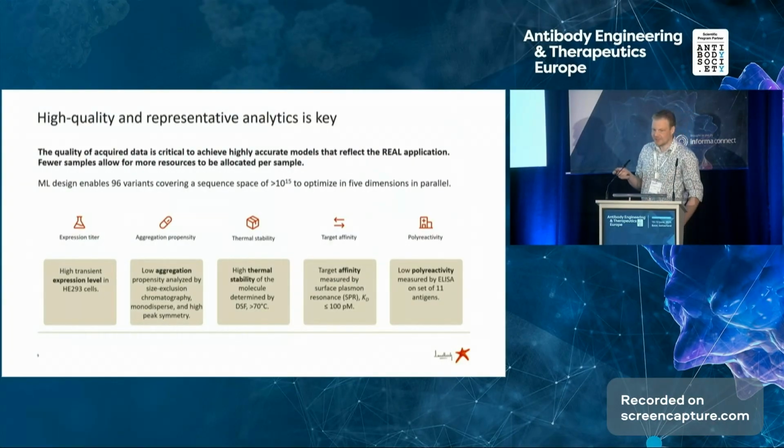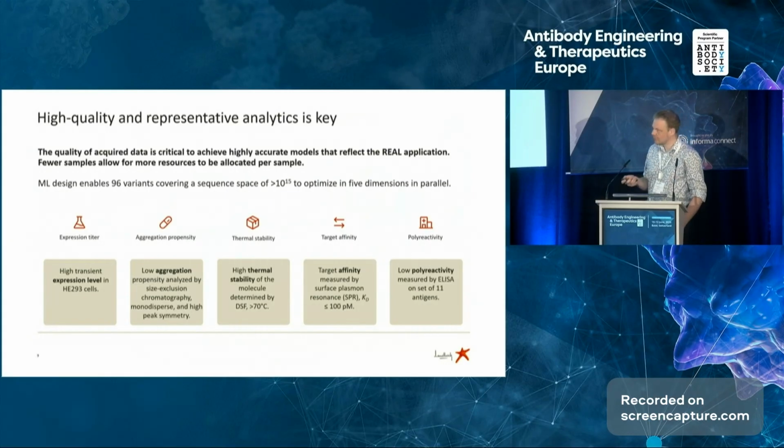What is really critical in this type of work is to have really high quality data to put into it, because we are screening quite a large sequence space in this work. From 96 variants, we would cover a sequence space of potentially 10 to the 15th combinations. So basically, only a very few data points cover a very large space, and it's extremely important to have very good data on each of these variants.